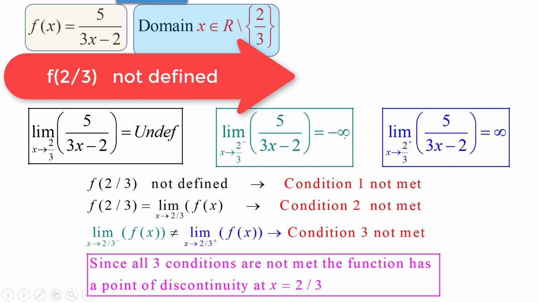The left hand limit approaches negative infinity and the right hand limit approaches infinity. So the function value at 2/3 is not defined, so condition 1 is not met. The function value at 2/3 is not equal to the limit because the limit is not defined, so that condition is not met. So it has failed all three tests. Since all three conditions are not met, the function has a point of discontinuity at x equals 2/3.